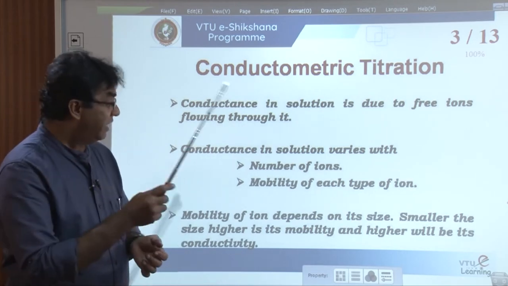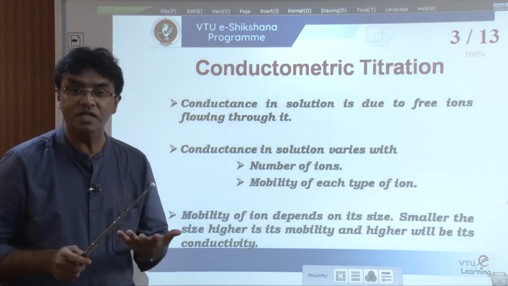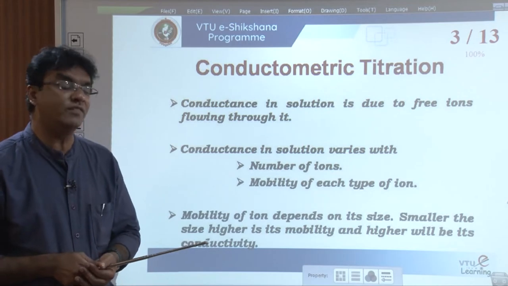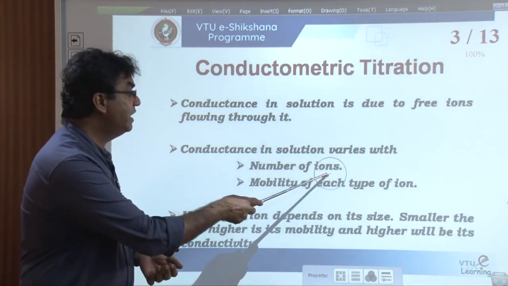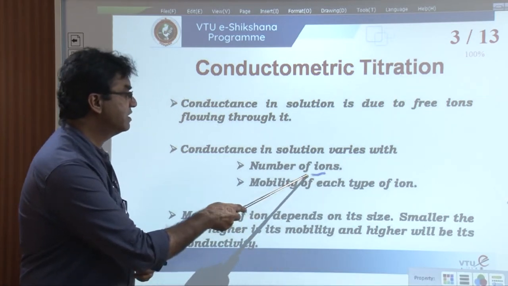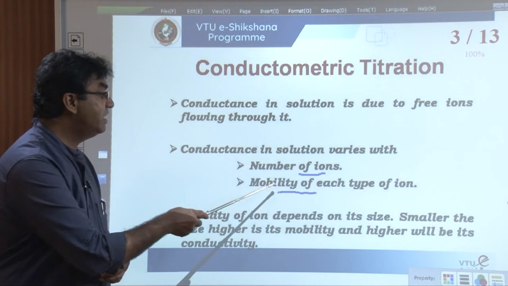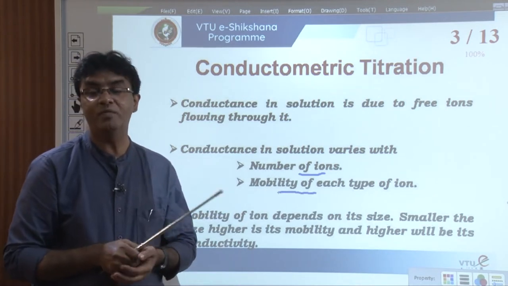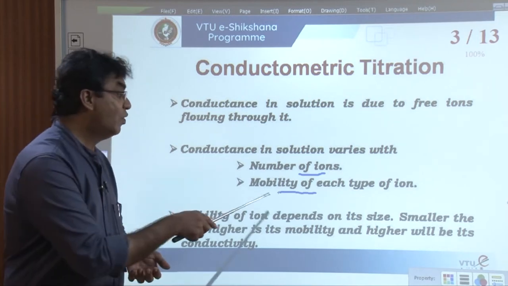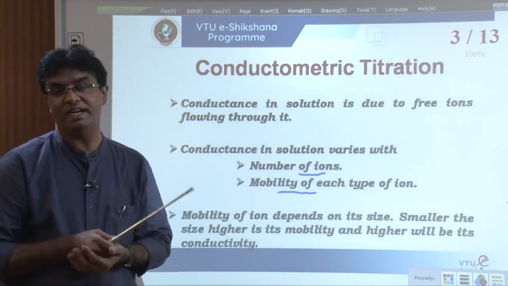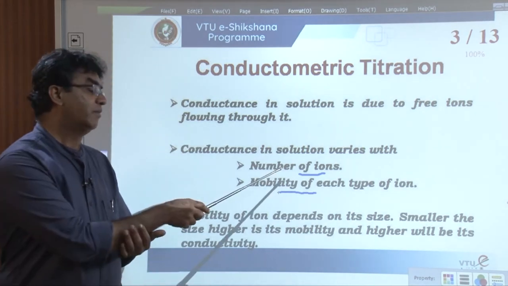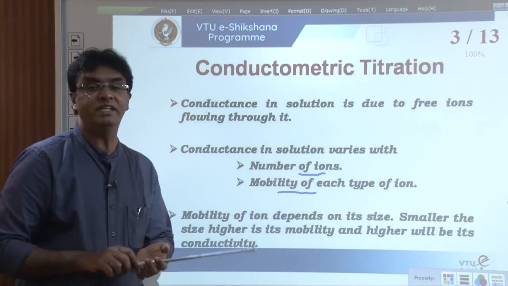Therefore, some solutions may show more conductance and some less, and the conductance of any solution depends upon how many ions are present in the solution and what is the mobility of each type of ion. More is the number of ions, generally more is the conductivity, and more is the mobility of the ions, more is the conductivity. Therefore, conductance of any solution is mainly dependent upon the number of ions present and the mobility of each type of ion.